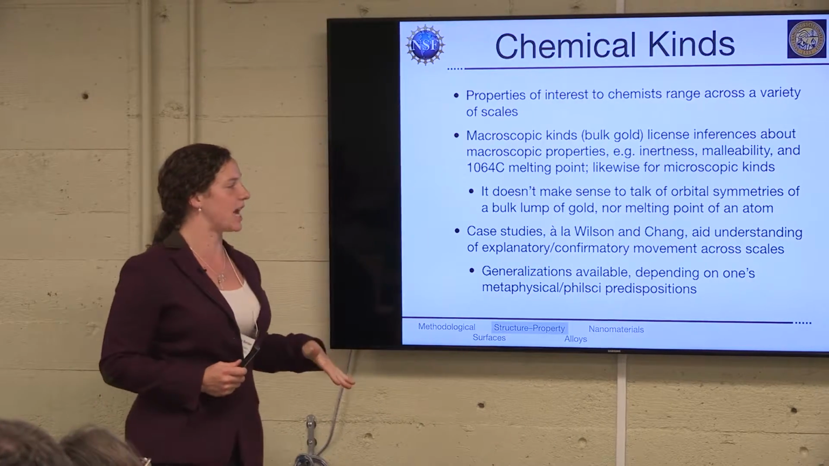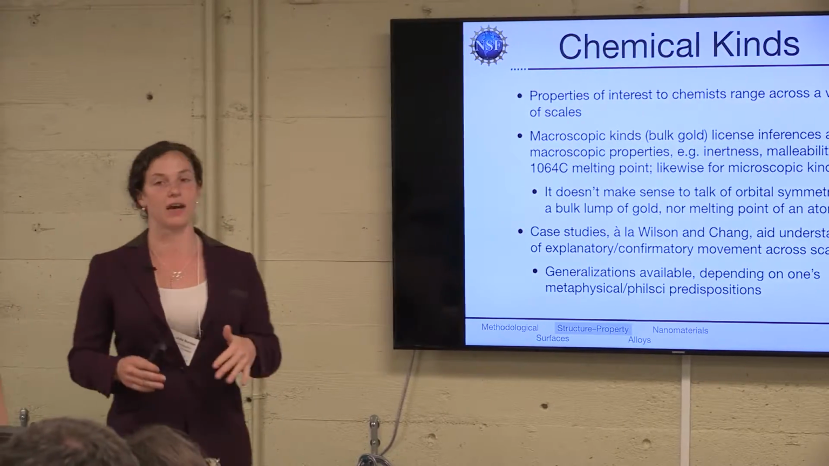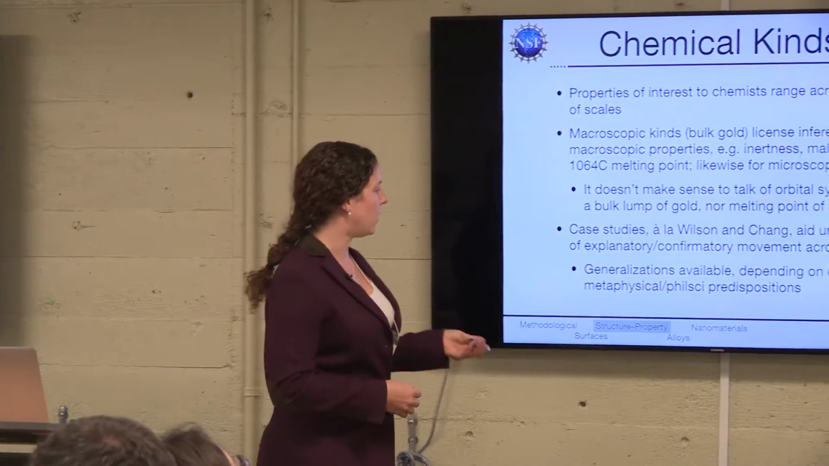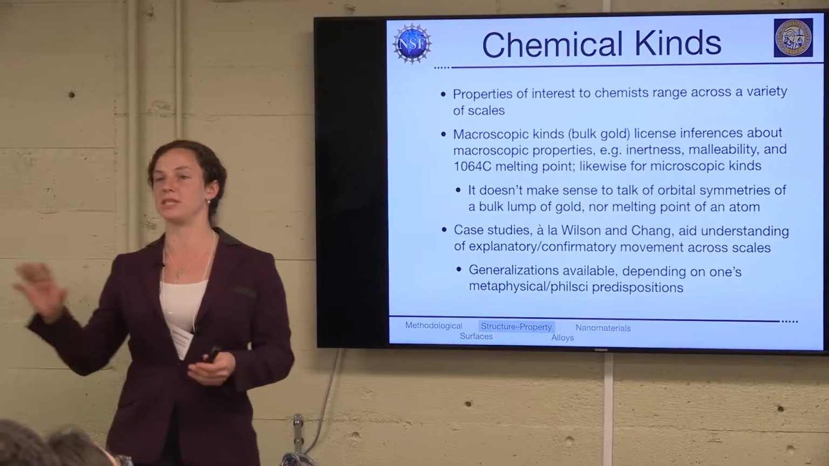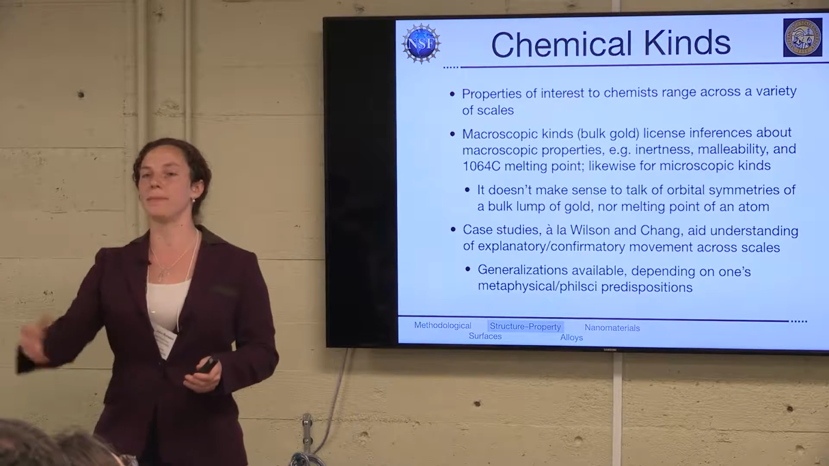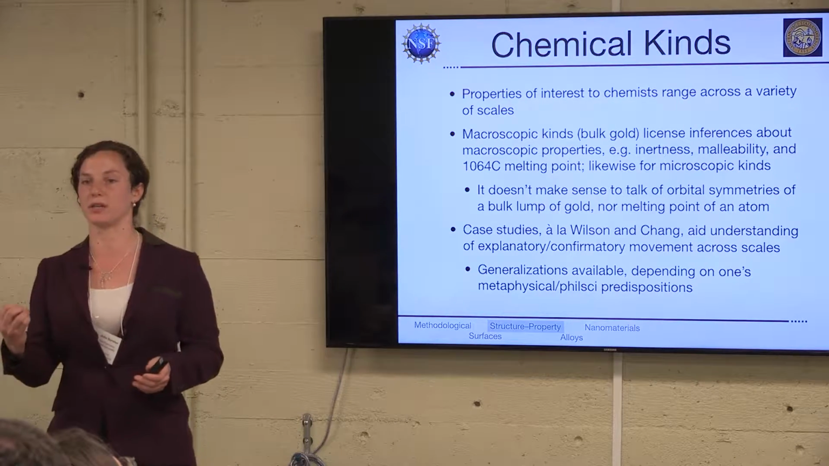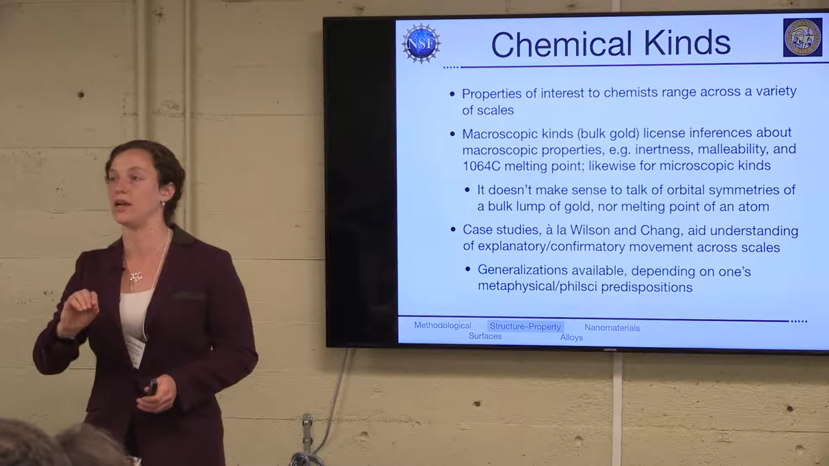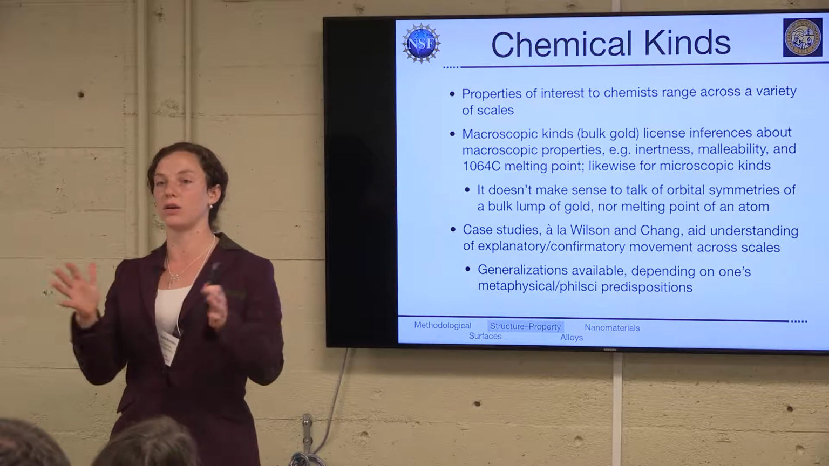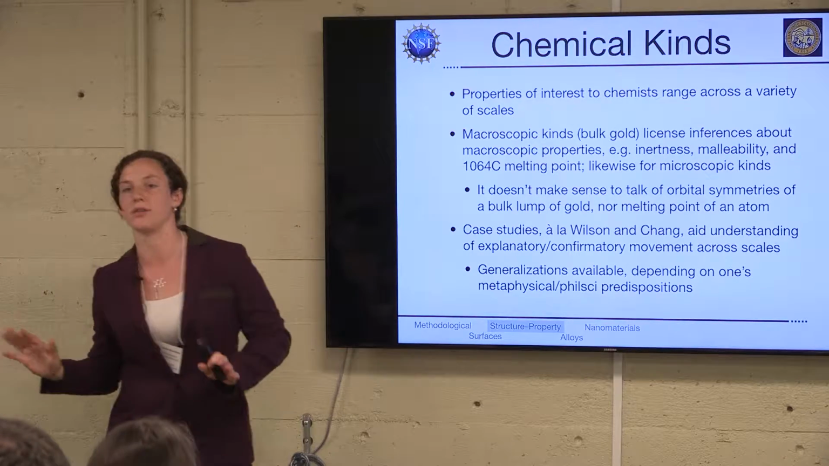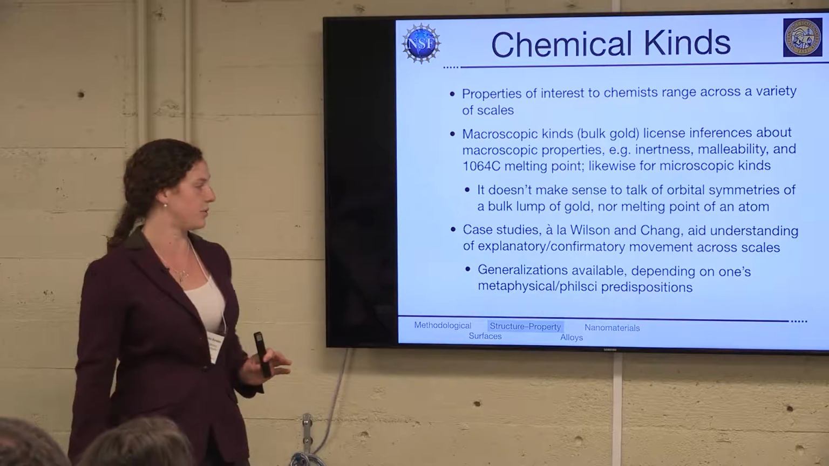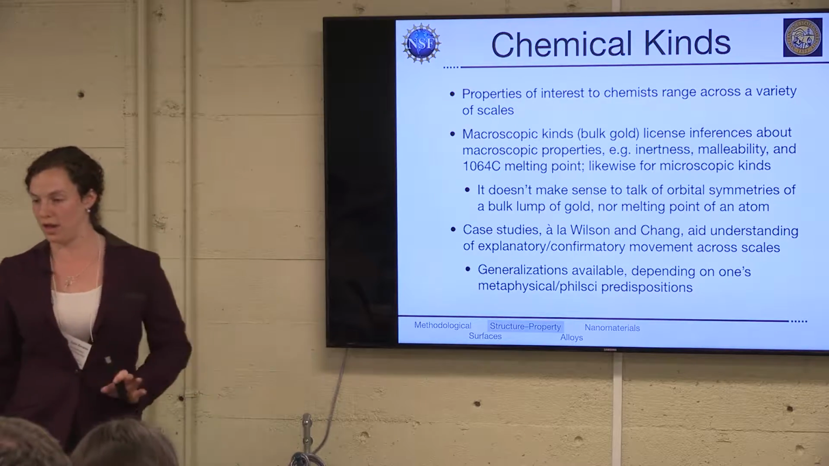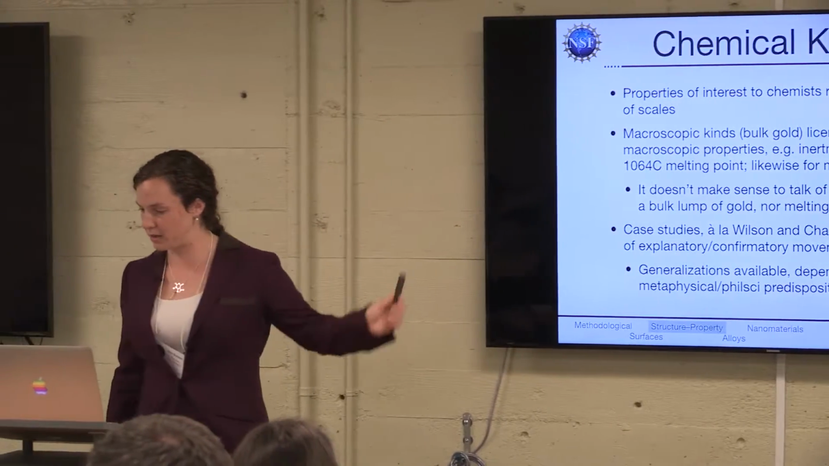But the case studies we just looked at with Wilson and Chang can aid our understanding of this explanatory and confirmatory movement across scales, right? So Wilson's story about how we test different materials differently to pick out the hardness is going to help us understand why certain sorts of properties are going to be available in certain settings and not others. What I'm going to add into that is the idea that certain sorts of settings are going to be carved out and themselves differentiated from one another by the scale at which you're investigating the material. Generalizations may be available depending on one's metaphysical predispositions, and we're not going to say any more about that right now.